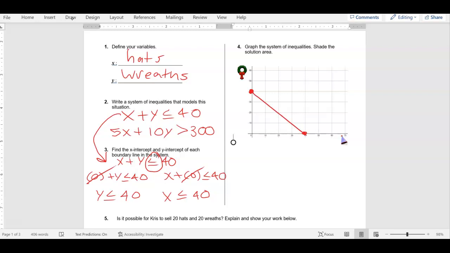Now, do we shade it above or below since it's a less than sign? Below. Okay, so it doesn't have to be perfect, just do your best here.